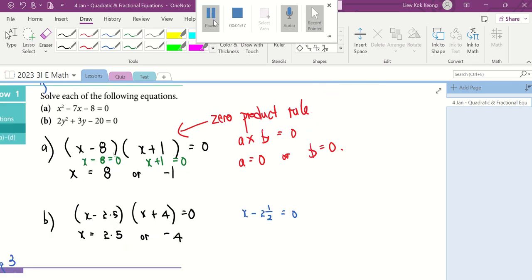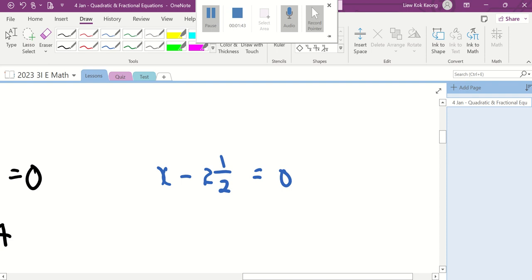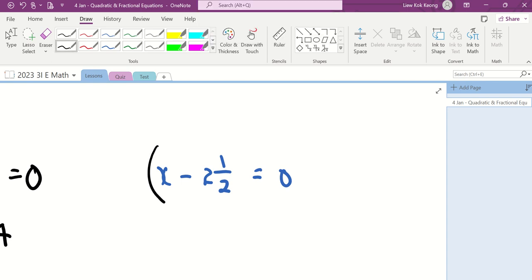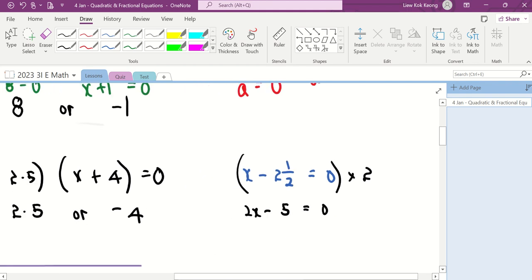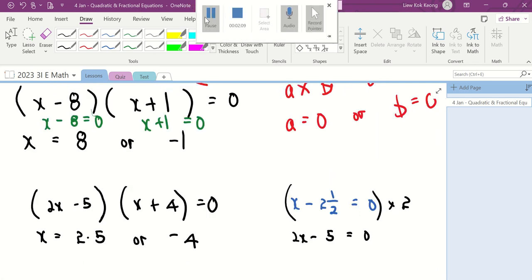I don't want 2.5. I write as a fraction, so I have x minus 2.5 is equal to 0 using the zero product rule. I want to get rid of the fraction. What is the number I need to get rid in order to get rid of the fraction? The half. But what is the denominator? Number 2. So I just have to multiply by 2 throughout. So I'll get a 2x minus 5 equals 0. So instead of writing x minus 2.5, I should replace it by 2x minus 5, which is what I'm going to do right now. So, check everything inside the factorization, no decimal, no fraction, then I'm done.